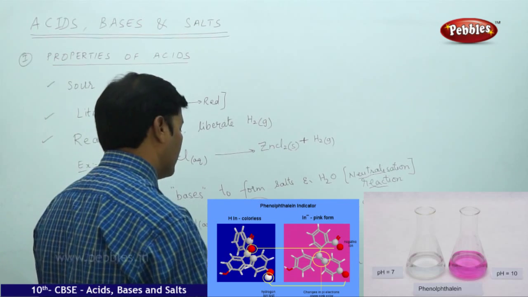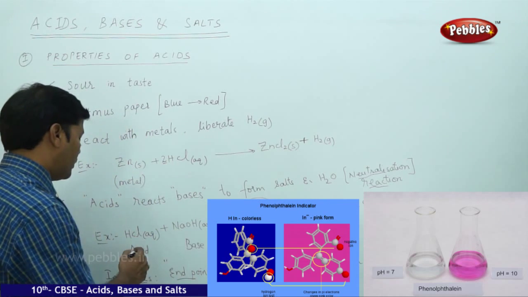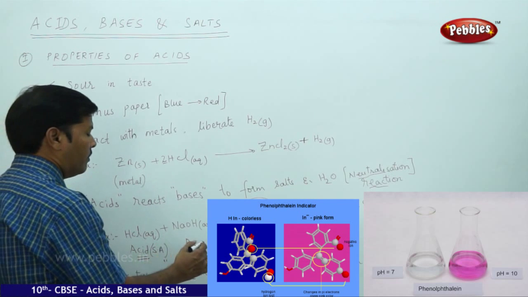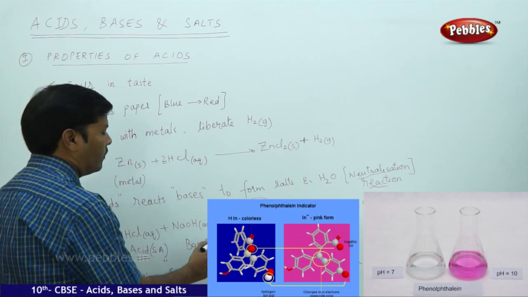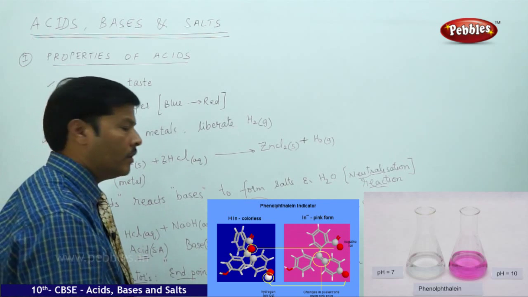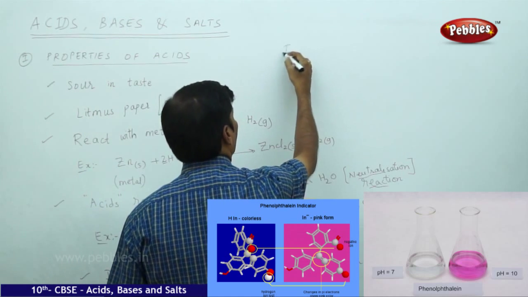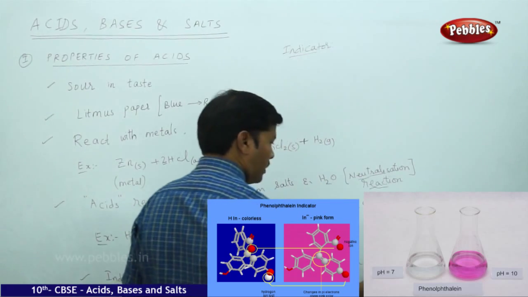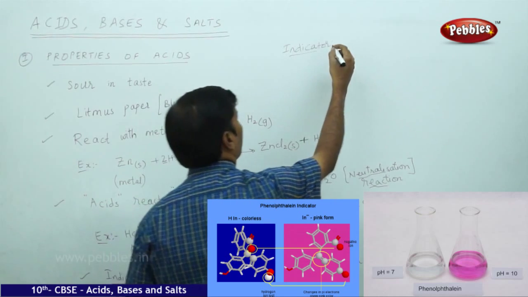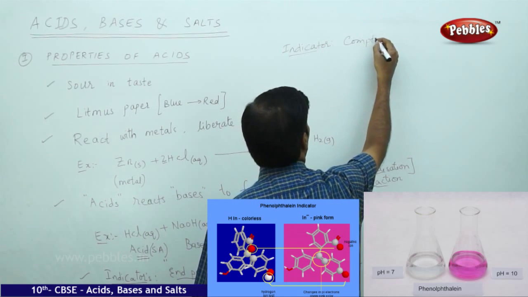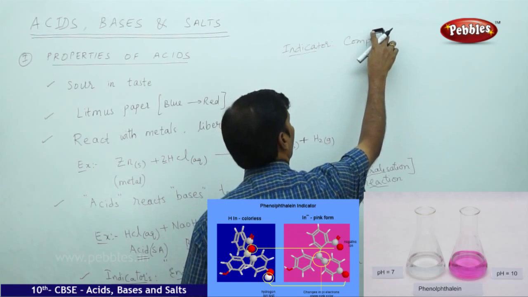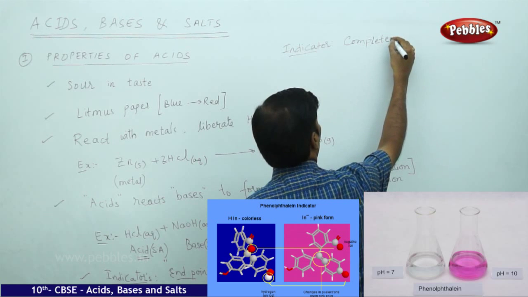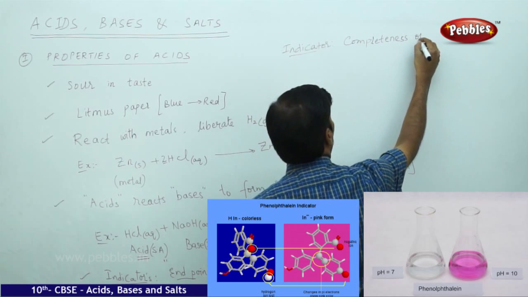What do you exactly mean by color change here? Actually, here, the acid HCl is a strong acid, and the base NaOH is a strong base. So for strong acid and strong base, we can use any indicator. When you say color change, it gives the information about the completeness of reaction.